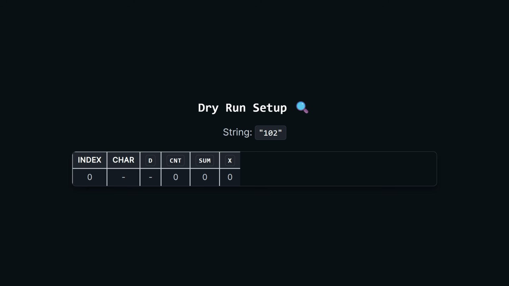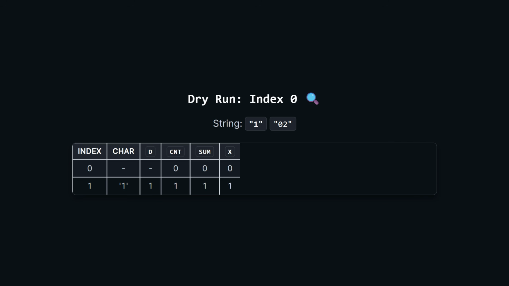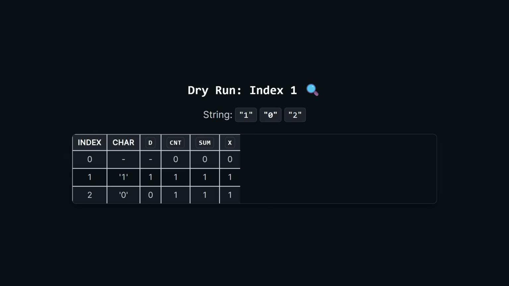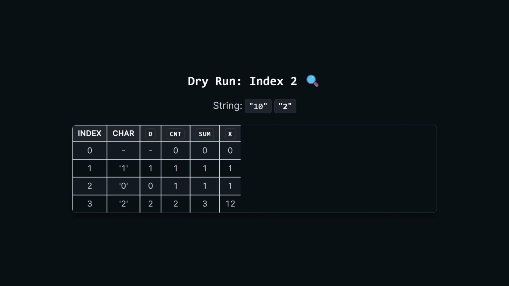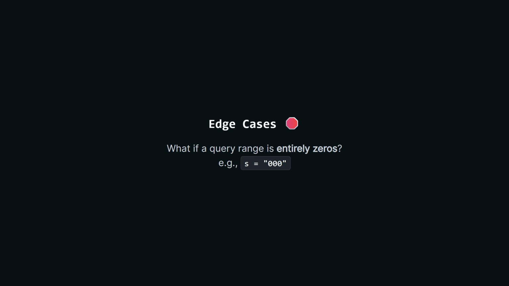Let's do a super quick dry run to see those prefix arrays build up for a simple string, 102. We start with everything at 0. At the first character, our digit is 1, so our non-zero count goes up to 1, our sum becomes 1, and our squished number is 1. At the next character, we see a 0. Because it is 0, none of our values change. The previous values just carry over to the next row. At the 2, our non-zero count bumps up to 2, our sum increases to 3, and our squished number shifts over and becomes 12.